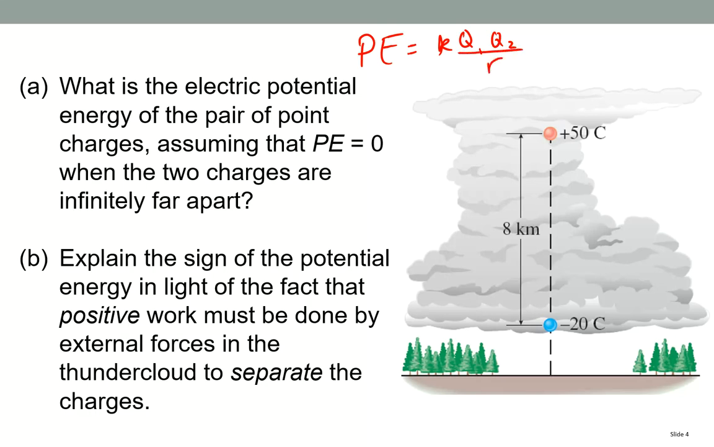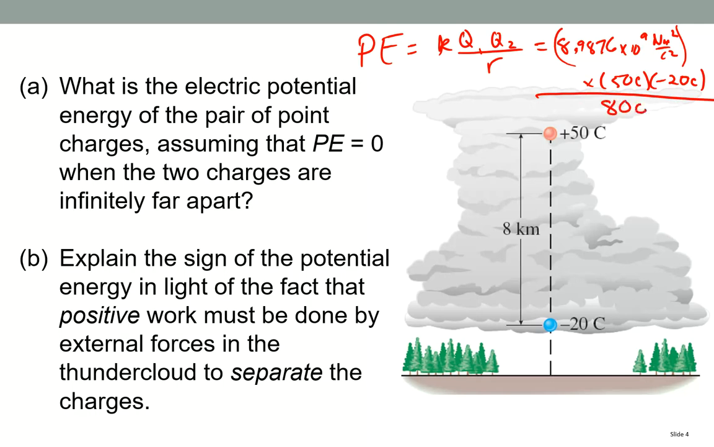That's changing potential energy, but that is a correct equation, but we couldn't use it here because we don't have the delta V information. So if I do this, my K is 8.9876 times 10 to the 9th meter squared per coulomb squared. Then I have to multiply that by 50 coulombs and by minus 20 coulombs, and I divide the whole thing by 8 kilometers, which is 8,000 meters.